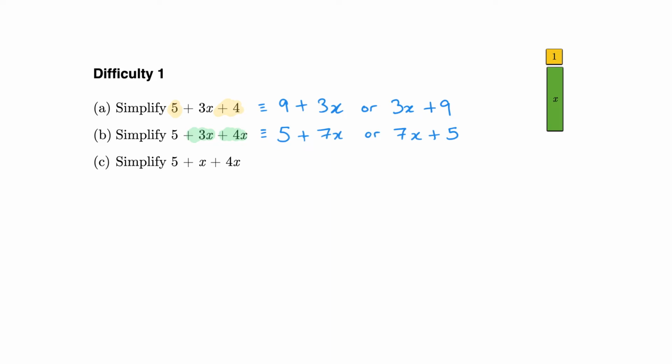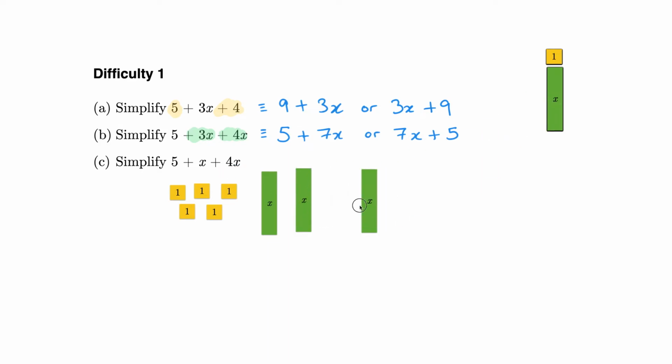Here's the next example. We've got 5 plus x plus 4x. Again, I've got 5 yellow tiles. 1, 2, 3, 4, 5. I've then got to add an x, so that's 1 green tile. And then I've got to add 4x, so that's 4 green tiles. You can see here that I've got 5 plus 5x.